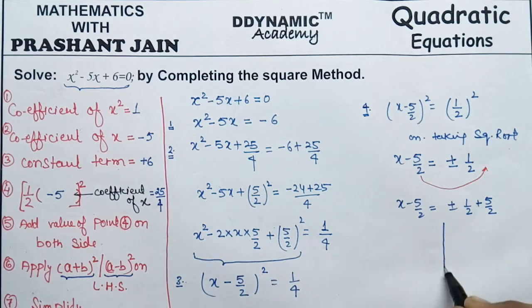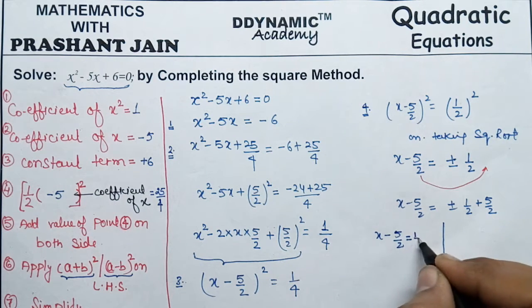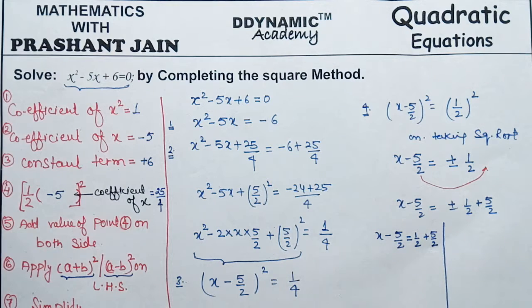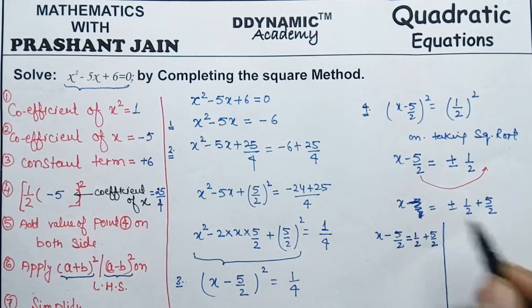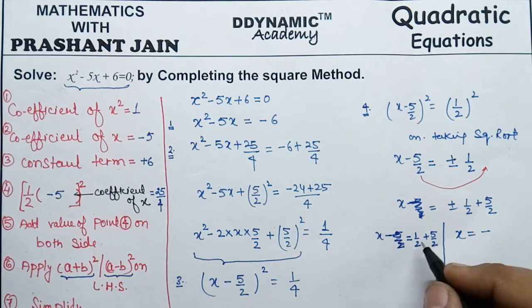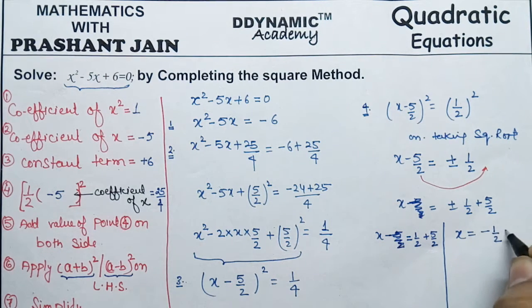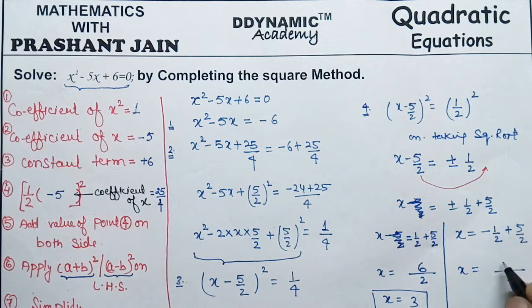Now this will split into two parts. First is x minus 5 upon 2 is equals to plus half, so x equals to half plus 5 upon 2. Shifting from left to right, this cancels. LCM is 2, 1 plus 5 is 6, and x becomes 3. Second, x equals to minus half plus 5 upon 2, LCM is 2, minus 1 plus 5 is 4, so x becomes 2.